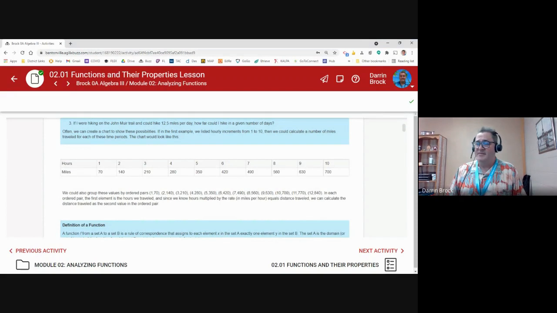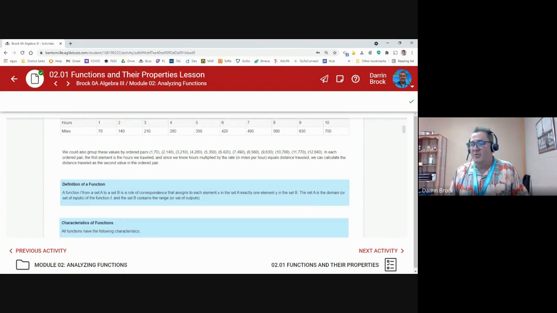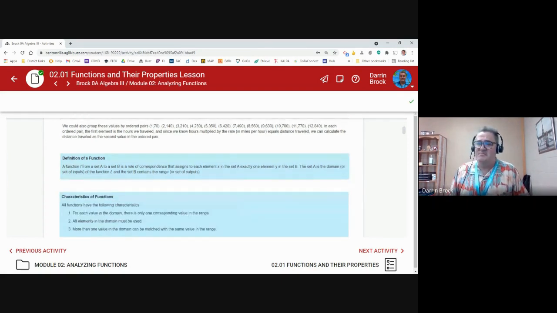You can take this table and make points out of it. The points (1, 70), (2, 140), (3, 210), all of that. And that means we could also graph that, right? So we can present a function as a table or a word problem or a set of points or a graph, many ways that we can present a function. But what is a function? So here it is. Here's the mathematical term.